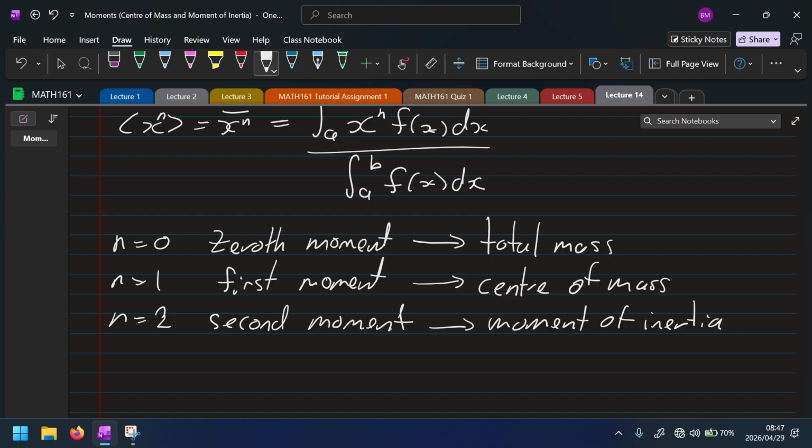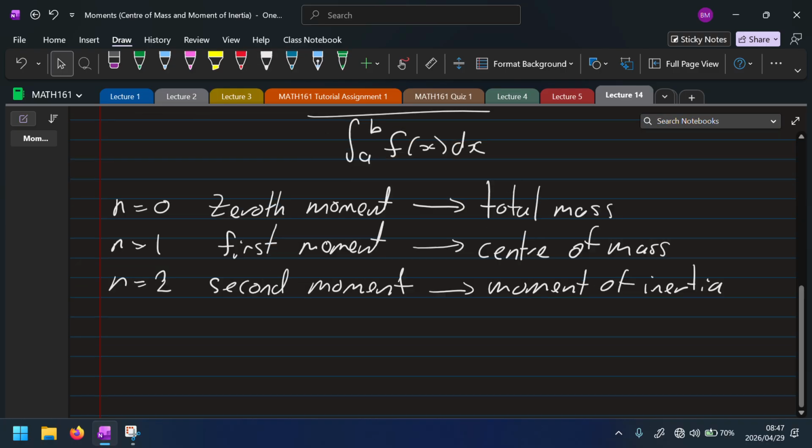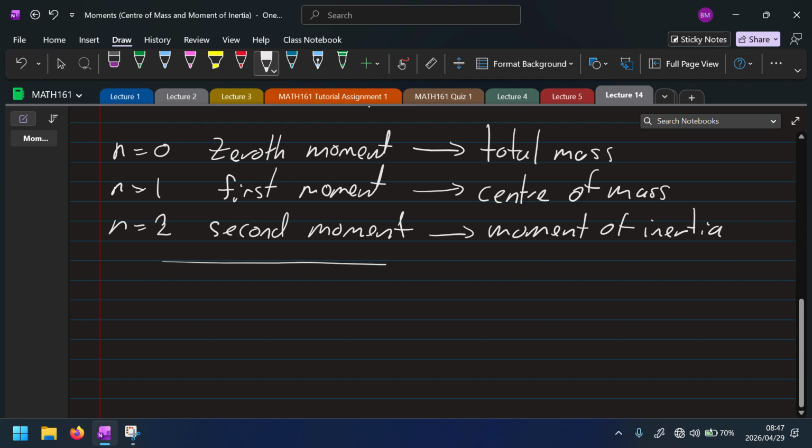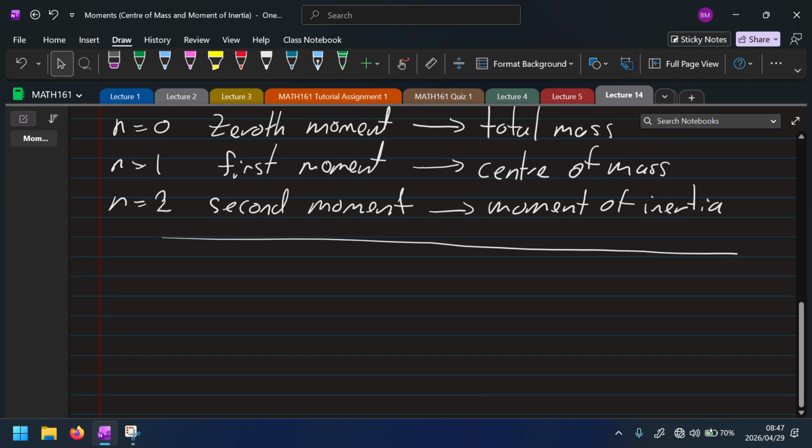Now, from now on, we're not going to be talking about those moments. That's just to give you an idea of where these things come from. From now on, we're only going to look at the application side, the engineering side of total mass, center of mass, moment of inertia. So let's have a look at the first one, the total mass. Pretty straightforward to work out.